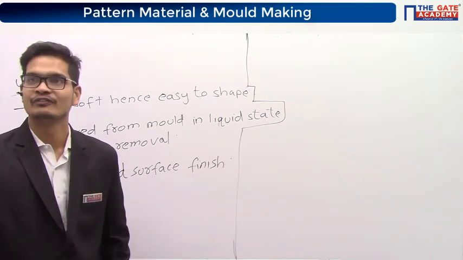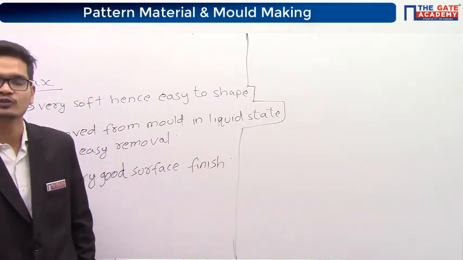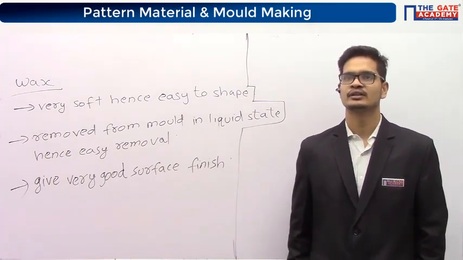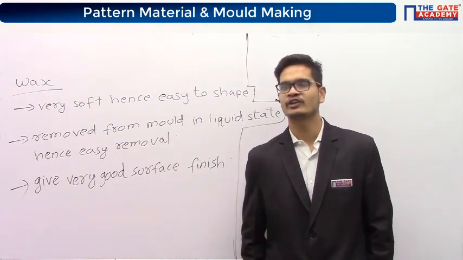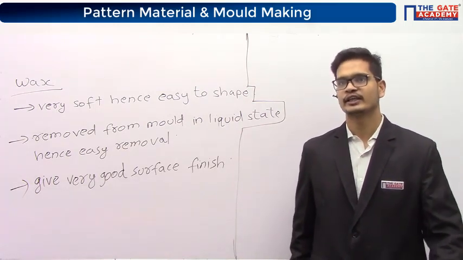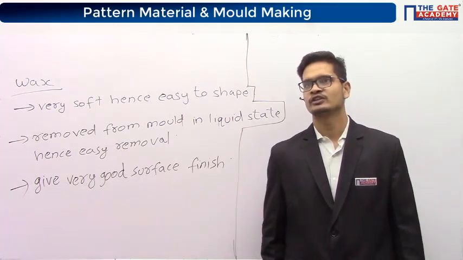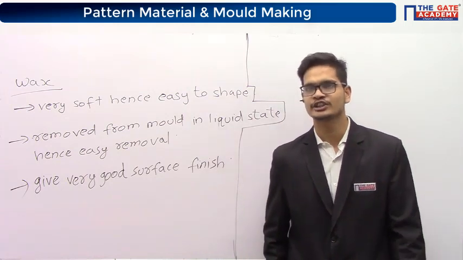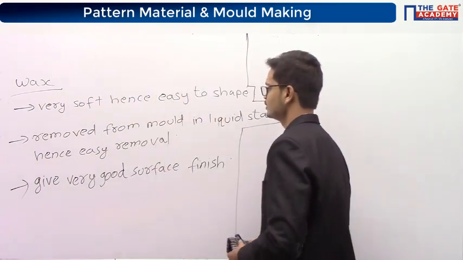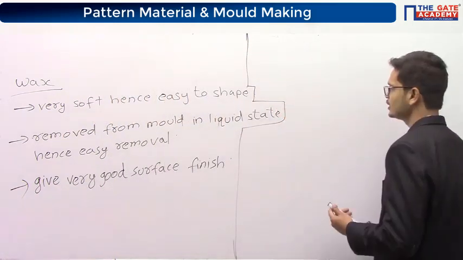Which two allowances are not required in wax pattern? The draft allowance and the warping allowance. In wax pattern, we don't need to give the draft allowance and the warping allowance. Also the shake allowance. So these are the properties of wax pattern material.